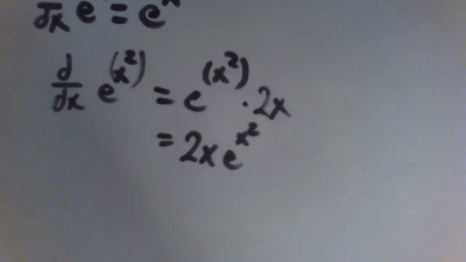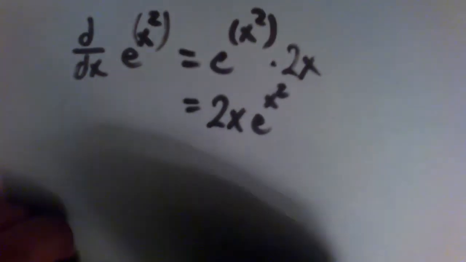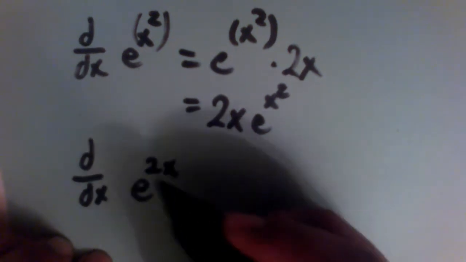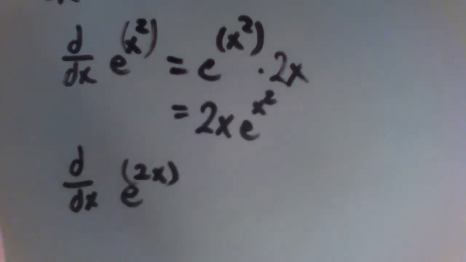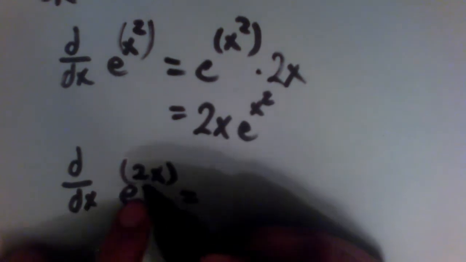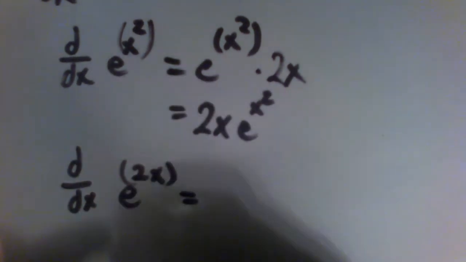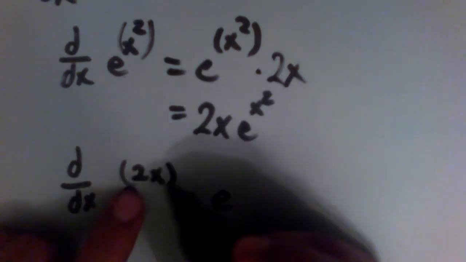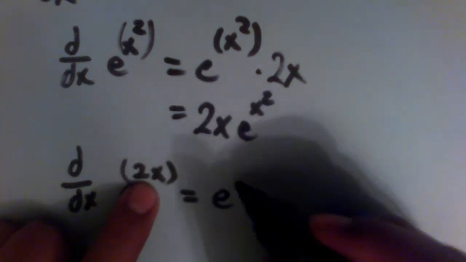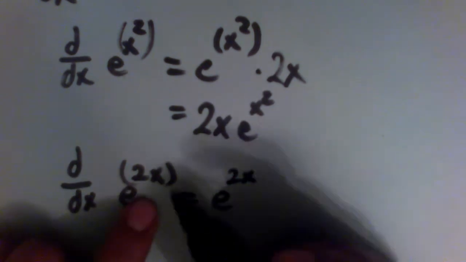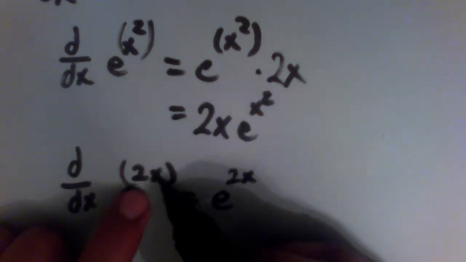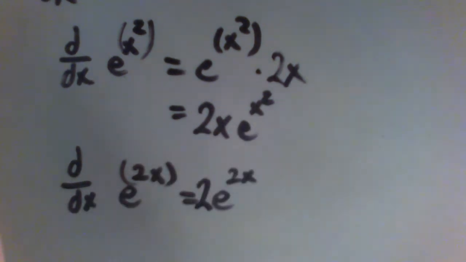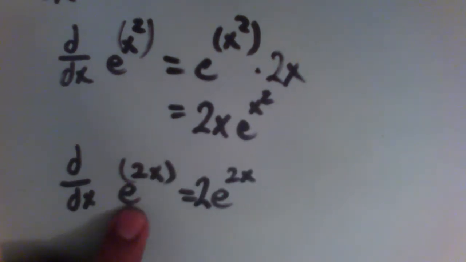So I think we can do probably one more. Let's say we're taking the derivative of e to the, in this case, 2x. It's still an application of the chain rule. So assume that this 2x is a y. What's the derivative of e to the y? Well, e to the y. But in this case, we're going to write y again in terms of x, so it'd be e to the 2x, and then the derivative of the inside. The derivative of 2x is just 2. So 2e to the 2x is the derivative of this, right?